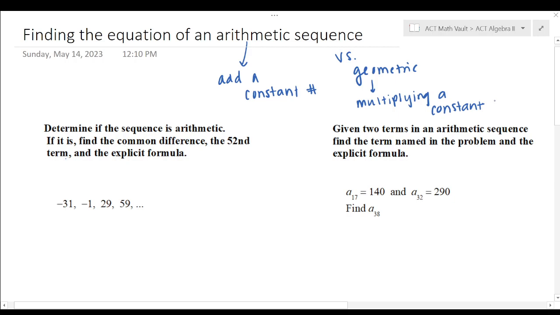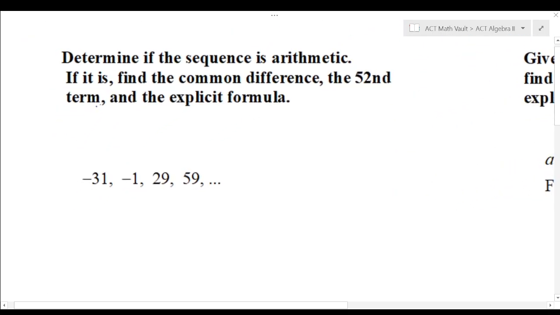Okay, so we are going to determine if this sequence is arithmetic. I'm noticing a pattern, and I'm adding 30 to get from 29 to 59. That's the one that jumps at me first. This here, you can add 30. This here, add 30. So that tells me that the common difference is 30. That is literally the difference between one number to the next, and so that number is 30.